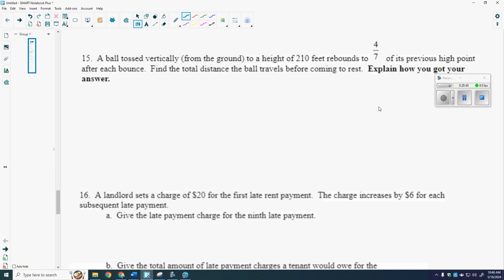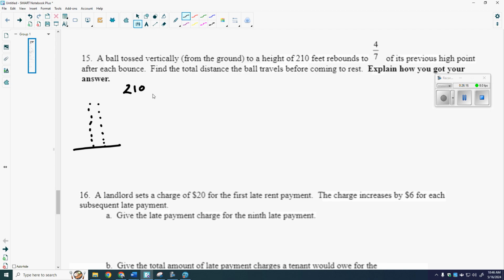My guess is some of us missed this one because of the timesing by 2 part. A ball is tossed vertically. Here's the ground. It goes up and it comes back down. The ball is thrown vertically to a height of 210, which means it went up 210 and it came back down 210. So that's why at the end of my answer, I multiply it by 2, because it goes both up and down. Okay, so ignore that for a second. I'm just going to do the up parts and I'll times it by 2.